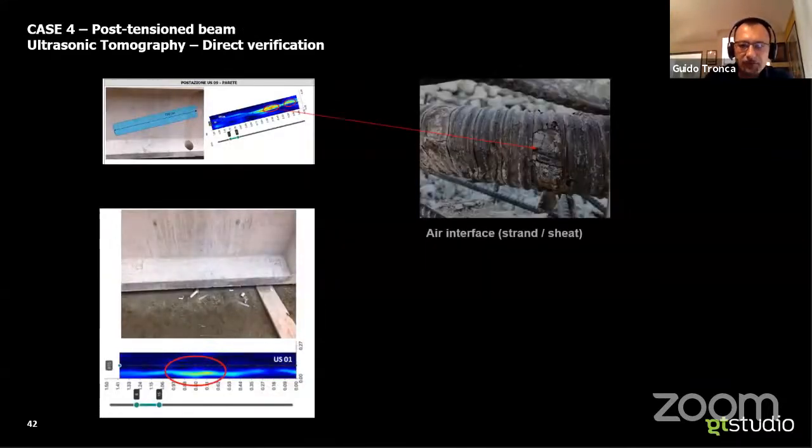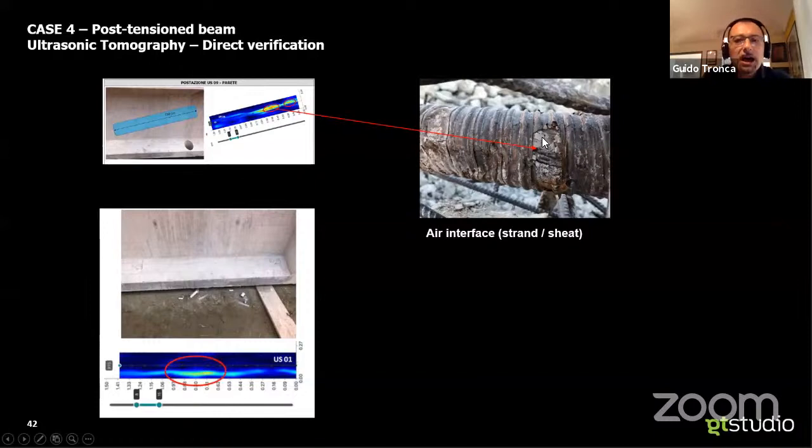when we went for direct verification, and direct verification in this case was easy because this whole element needed to be demolished after. So we opened the whole thing and we checked. And in fact, we saw that some of the attention areas weren't actually due to lack of grout, but the higher sensitivity of ultrasound will point out even areas with small interfaces between the single strands and the sheet, which will be labeled as attention areas.